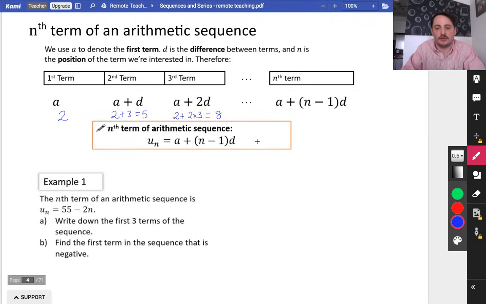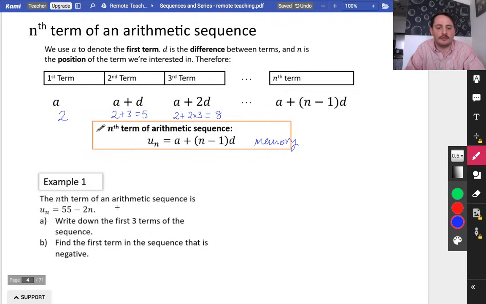This is something that you are going to need to memorize, so I'm going to put this on your memory pages. You need to know how to find this for an arithmetic sequence. So let's have a quick look at a few examples, and you'll see how this is very similar to things you'll have done at GCSE.